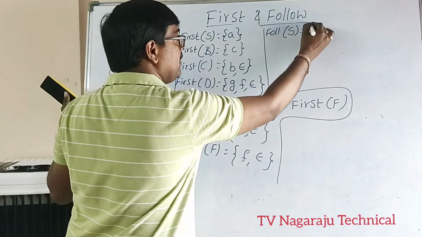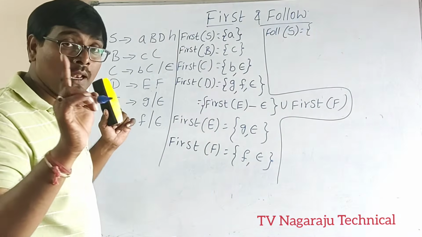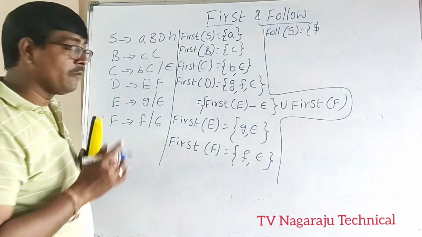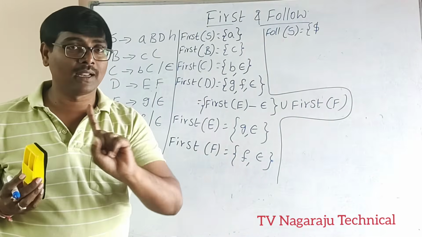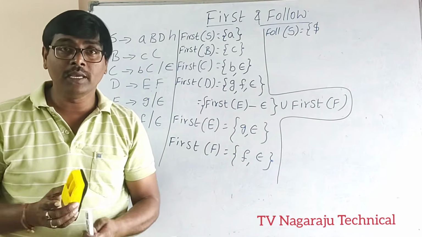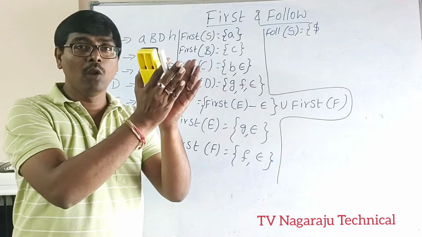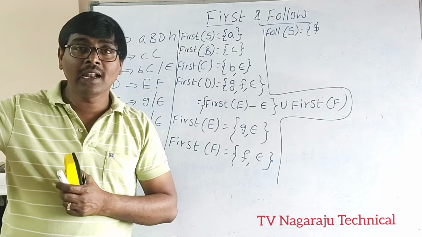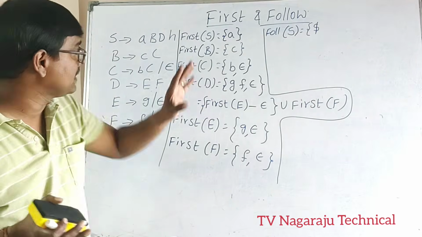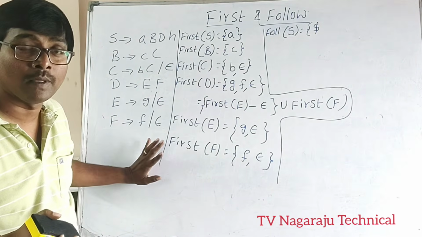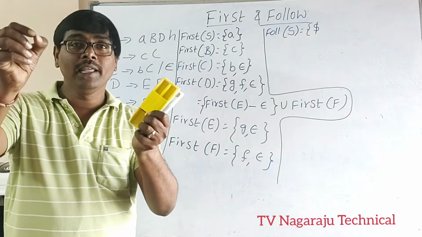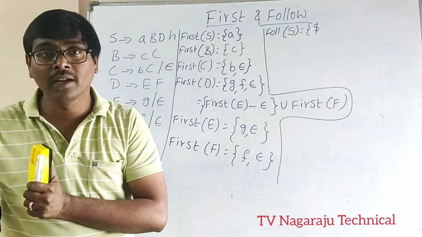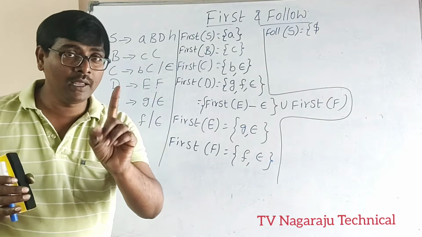Follow of S. Anyway, S is the starting symbol. For the starting symbol, you must and should include dollar. Clear? Now, follow means you are calculating follow for a non-terminal. Now, identify where the non-terminal appears in the right side of the production. Once the non-terminal is identified, the terminal that follows the non-terminal is the answer. Again, I am repeating. Identify.